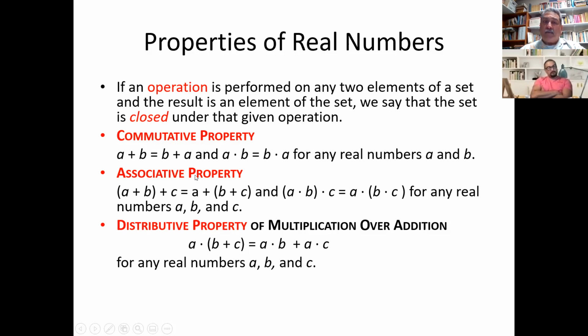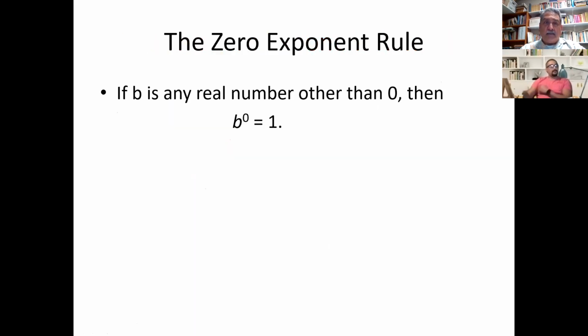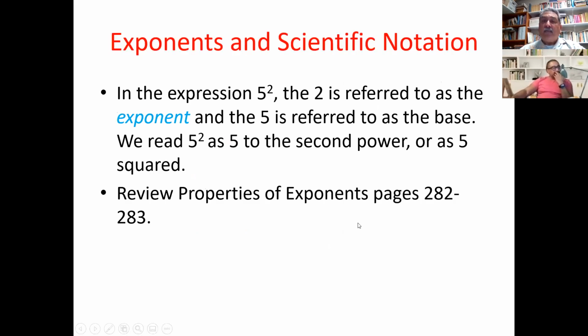Another one is the associative property. a plus b, parentheses, plus c is the same as a plus parentheses b plus c. Makes no difference. Same for multiplication. Now, the distributive property: I can distribute the value of a over b and c. a times parentheses b plus c is the same as a times b plus a times c, for any real numbers a, b, and c. Now let's see exponents and scientific notation. These are important. If you have an expression like 5 to the power of 2, 2 is called the exponent, and 5 is called the base.